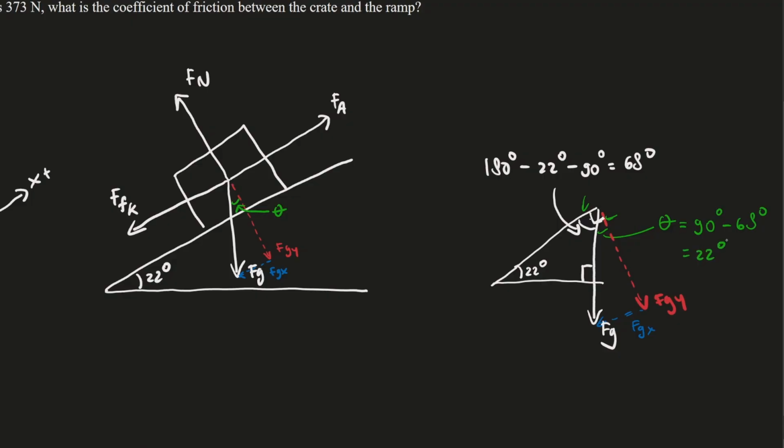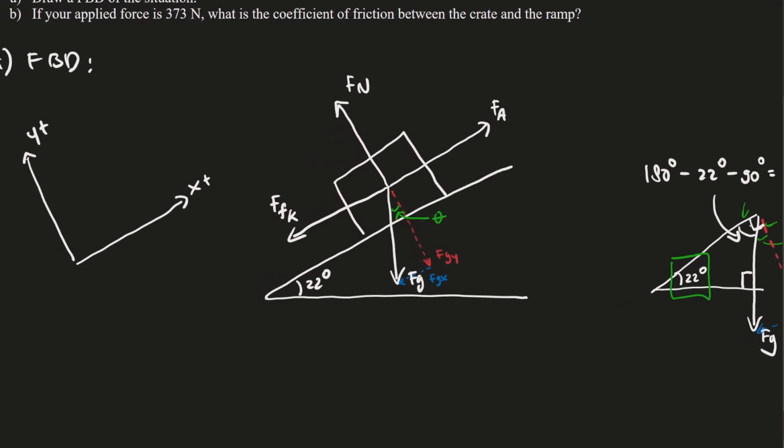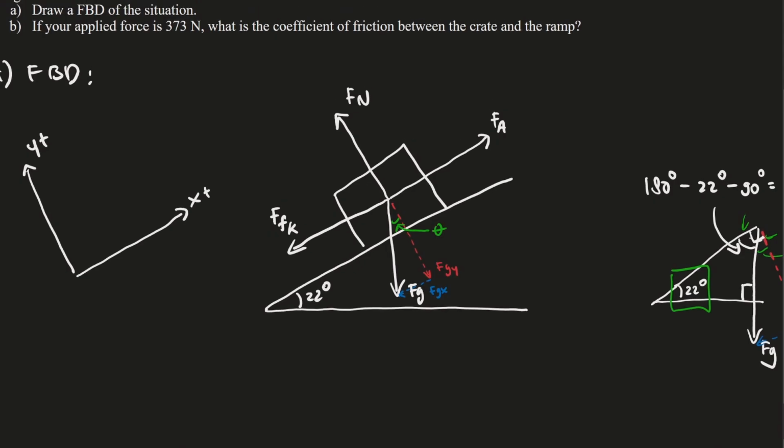Now, if you notice, this angle of the ramp and this angle here match. In most cases where you have this particular setup, these two angles will match each other. So if this is 30 degrees, that angle there will also be 30 degrees. Okay, so now we have the setup of the situation. Let's go ahead and look at part B. Part B says, if your applied force is 373 newtons, what is the coefficient of friction between the crate and the ramp? Okay, let's have a look at that.